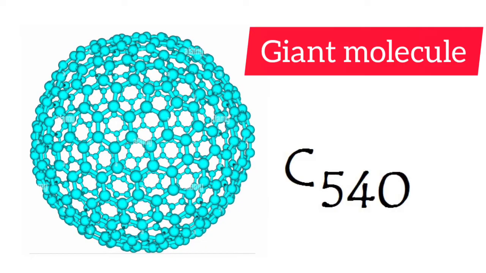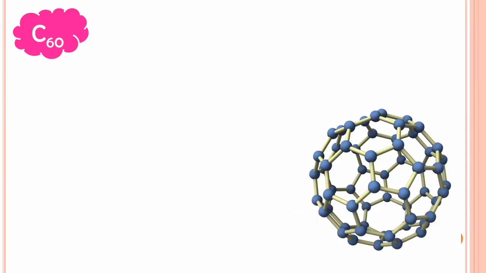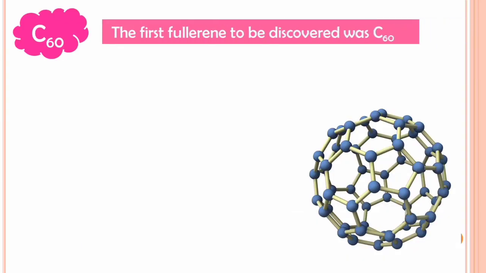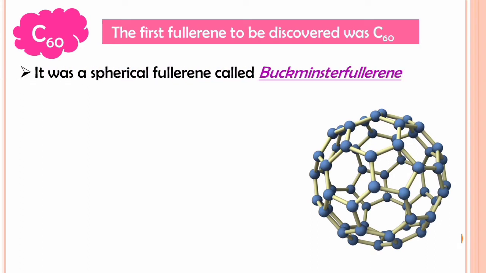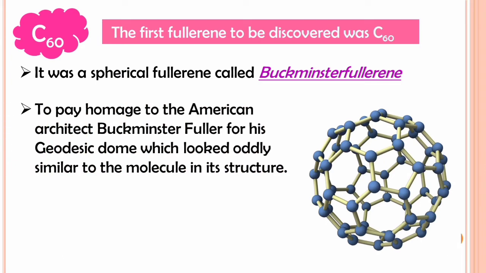This is C540, which is a fullerene that consists of 540 carbon atoms, and we can say that it is a very giant fullerene. The first fullerene to be identified was C60. It consists of 60 carbon atoms. C60 resembles a football and we can say that it is a spherical fullerene. The other name of C60 is Buckminster Fullerene. It is named as Buckminster Fullerene to pay homage to the American architect Buckminster Fuller for his geodesic dome, which looked oddly similar to the molecule in its structure.